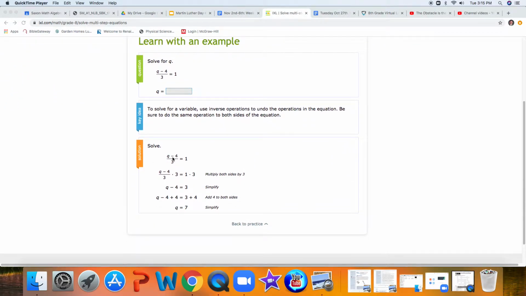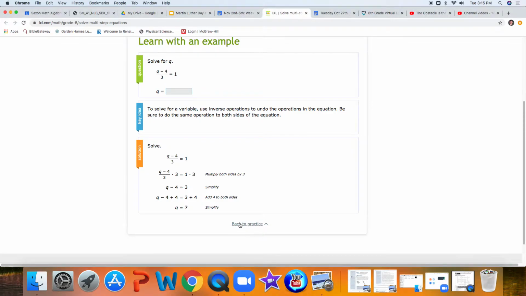So here's our example, q minus 4 divided by 3. So you see that you've got minus 4 and divide by 3. We're working in reverse order. Instead of divide by 3, multiply by 3, because that will get rid of this division. Now it has q minus 4 equals 3, because you multiply by 3 on both sides. And now you have minus 4, so the opposite would be to add 4, and you get q all by itself, or that variable all by itself.